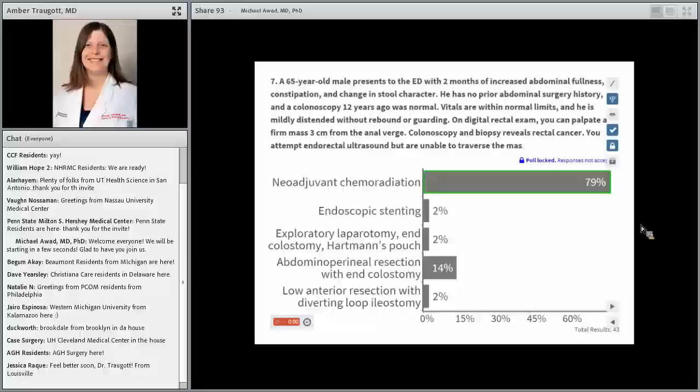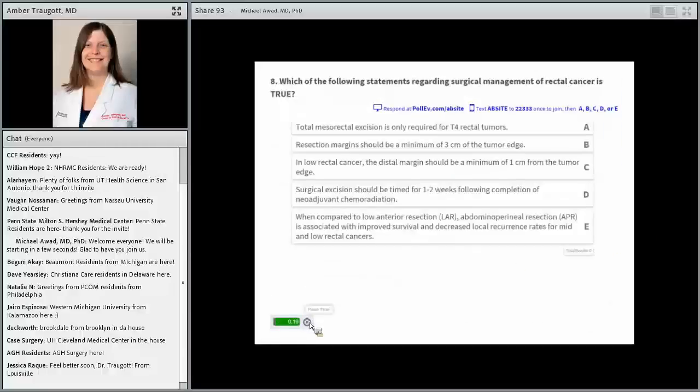So correct. Neoadjuvant chemoradiation is appropriate for locally advanced rectal cancer, which is T3 or above. Okay, number 8, which of the following statements regarding surgical management of rectal cancer is true?